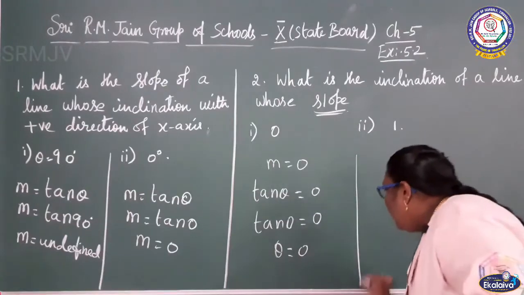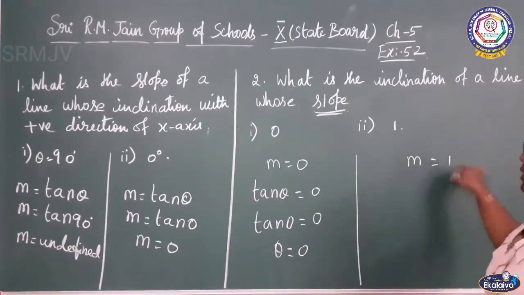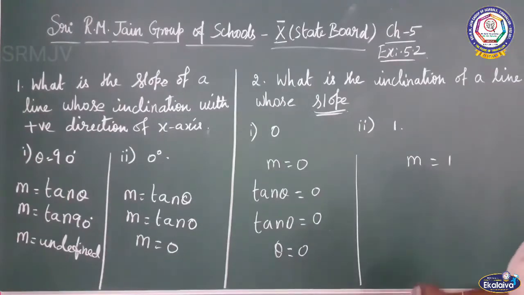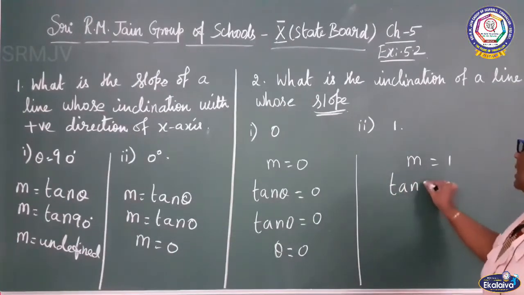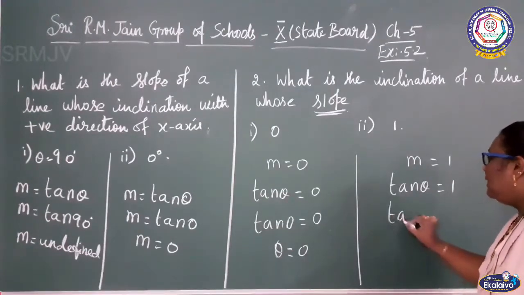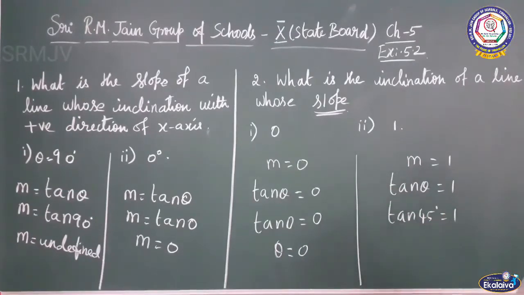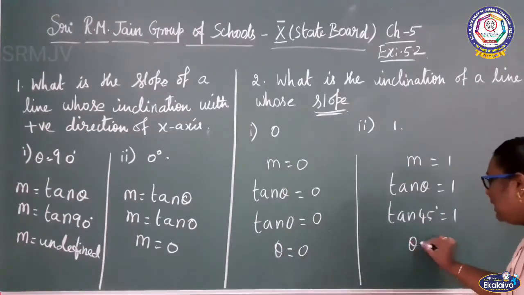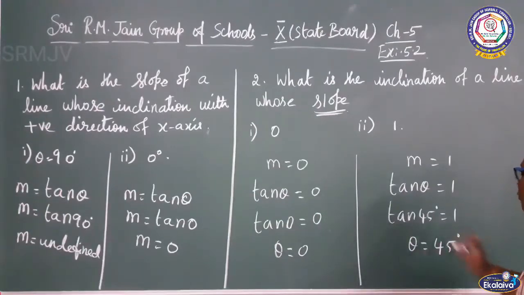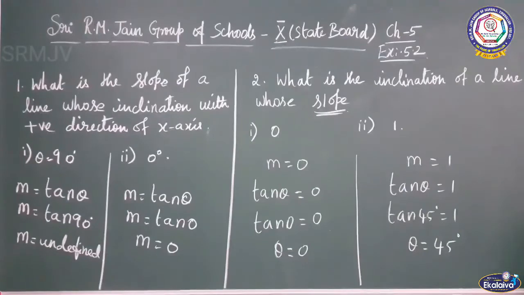The same way, see the second one, slope m equals 1. What is m? Tan theta. Tan theta equals 1. When you are getting the value 1 in tan theta, it's 45 degrees. Tan 45 degrees equals 1. So what is the value of theta? Theta equals 45 degrees.